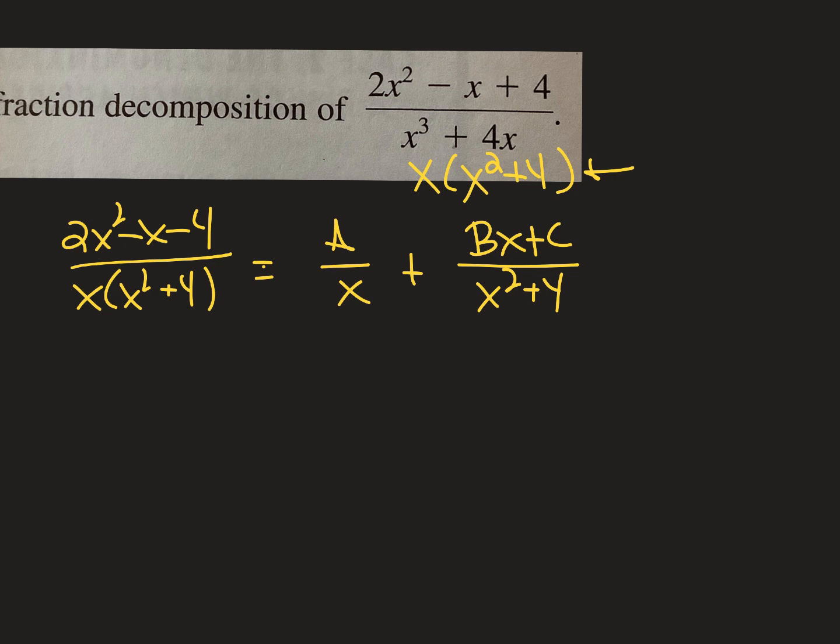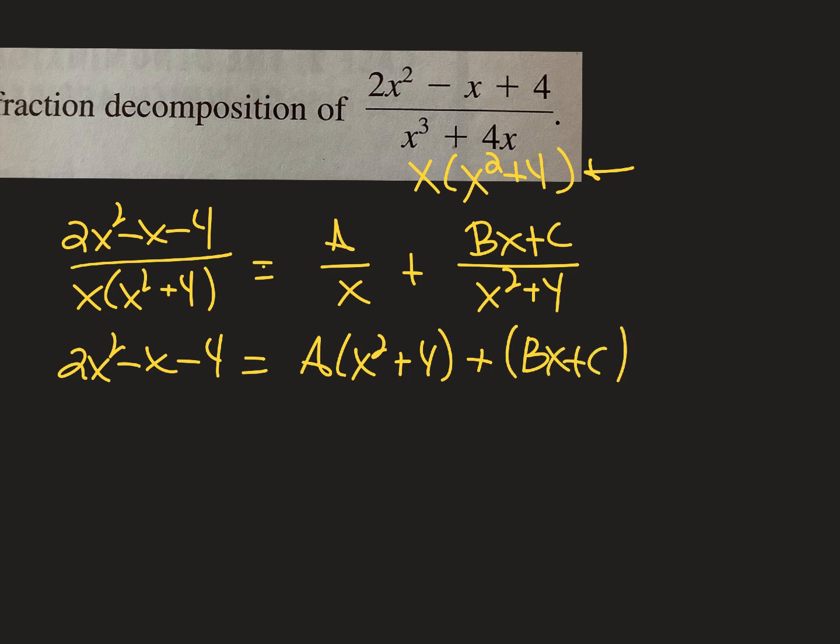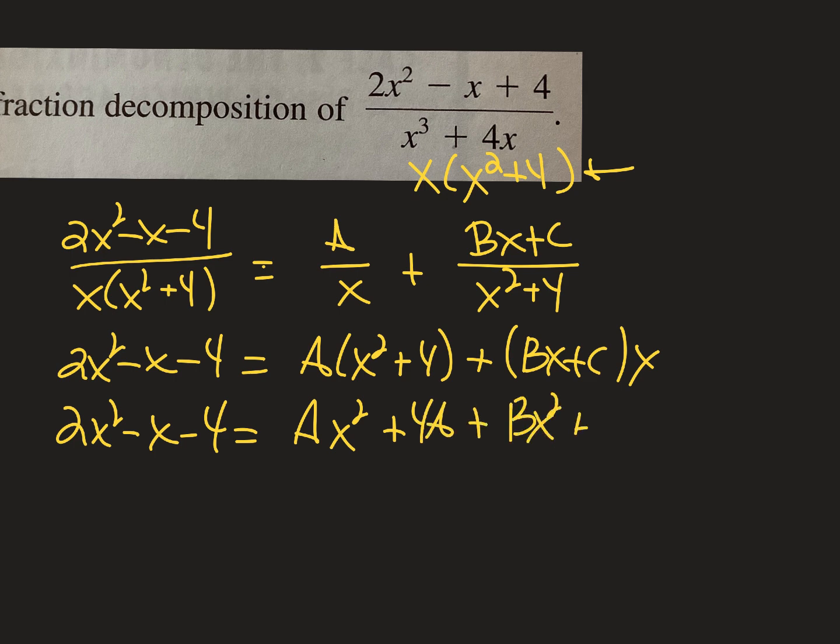Okay, so I'm going to multiply by the LCD like I did yesterday. I have 2x squared minus x minus 4. I'm going to multiply the A times the x squared plus 4, and I'm multiplying the Bx plus C times the x. And let's see what I get. Over here, obviously on the left-hand side, still 2x squared minus x minus 4. The right-hand side, I get Ax squared plus 4A plus Bx squared plus Cx.